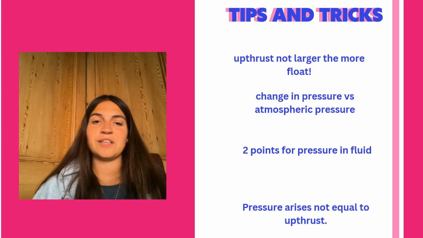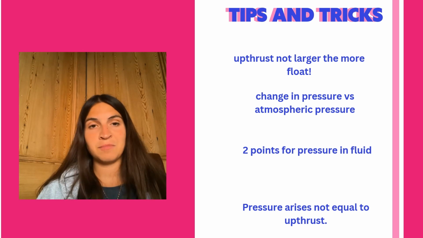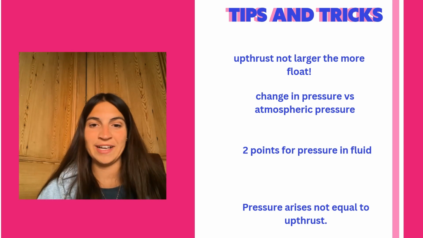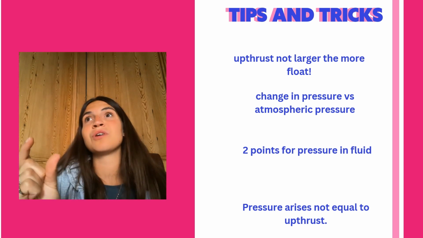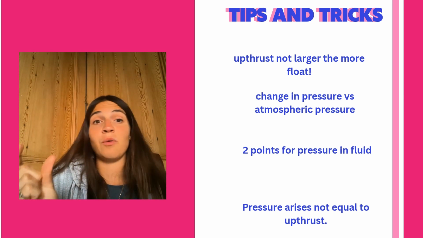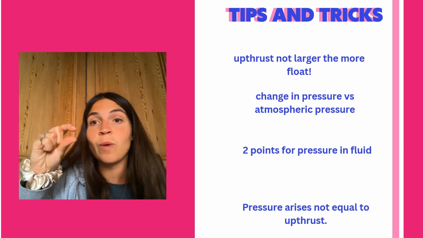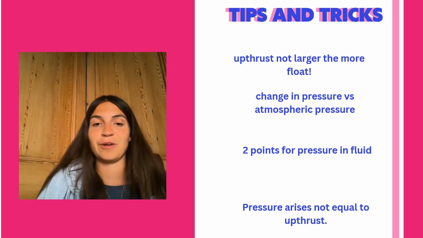Okay, a few tips and tricks for this section. Upthrust not larger, the more float. Yes, this one is the one I've been going about this whole video. Just because your upthrust is very big, that doesn't mean you float. It has to be equal to the weight of your object for it to float. And in fact, if the weight of your object is very, very small, you won't displace much liquid and you won't have a very large upthrust, but they'll balance each other. The small weight will balance the small upthrust, and your object is more likely to float.